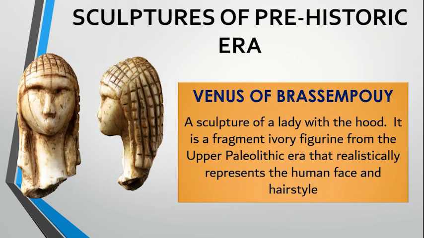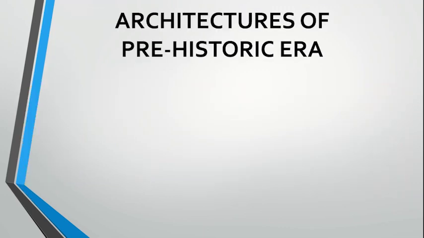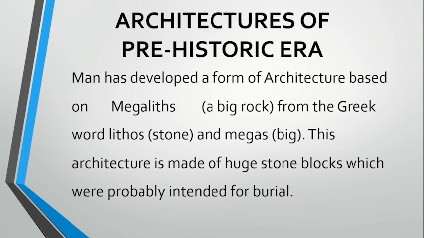Another sculpture from the prehistoric era is called the Venus of Brassempouy, a sculpture of a lady with a hood. It is a fragment ivory figurine from the Upper Paleolithic era that realistically represents the human face and hairstyle. Now, let's proceed to the architecture of the prehistoric era.